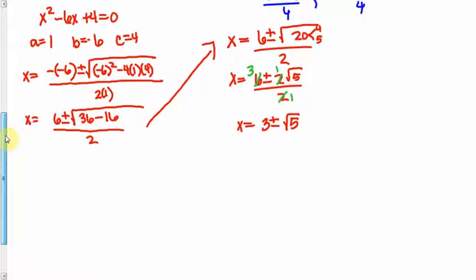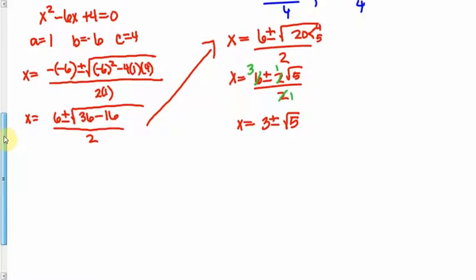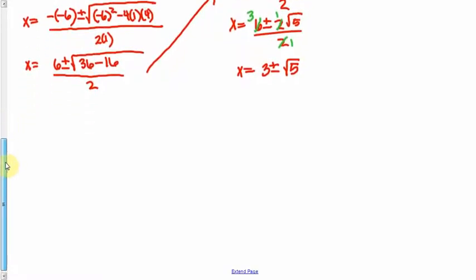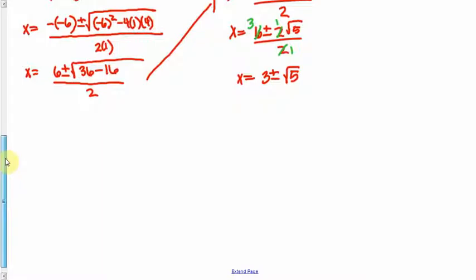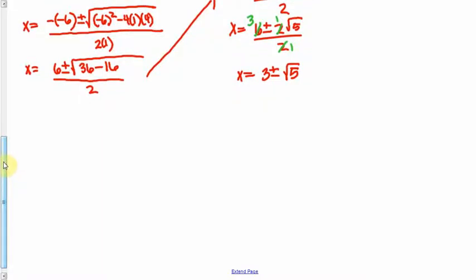Any questions on that one? Sometimes they're going to give you one that needs to be cleaned up before you can solve it. So perhaps a problem that looks like this.